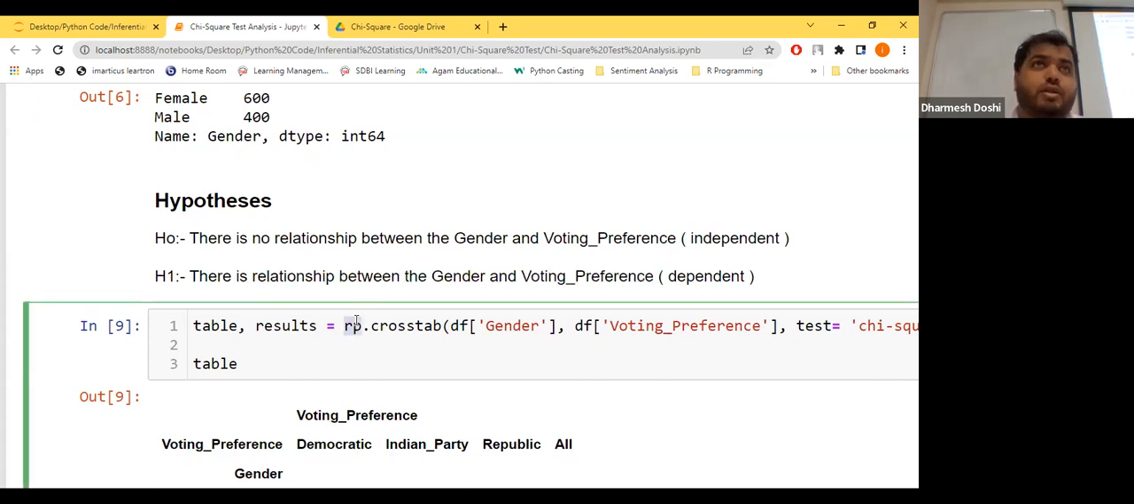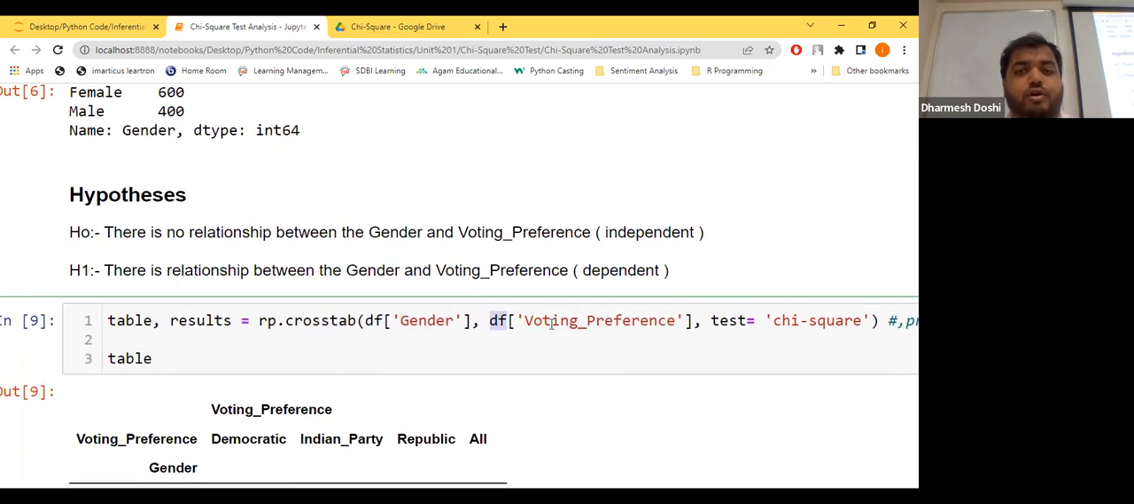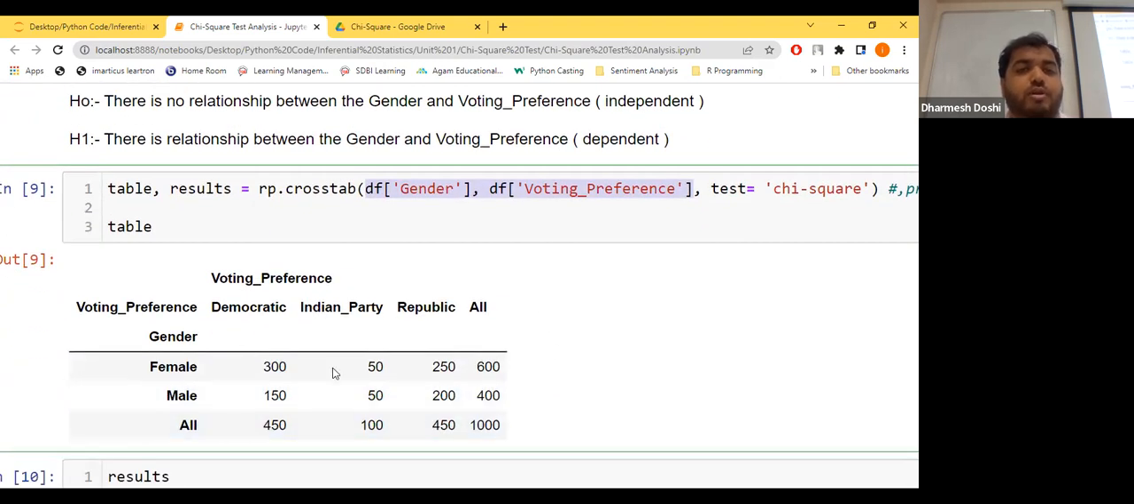rp stands for ResearchPy. I want to make a crosstab. Crosstab is also called a table. Okay. df is the data, column name gender. Second, df column name voting preference. So using these two columns, I have to make a table. Can you see a table?